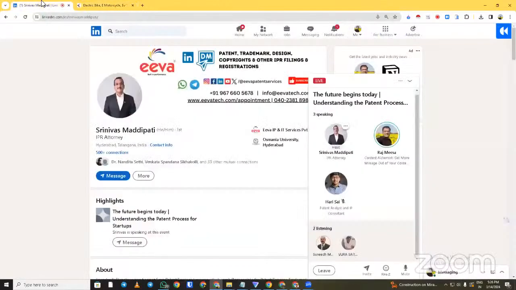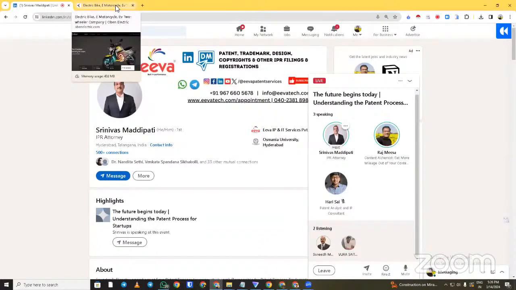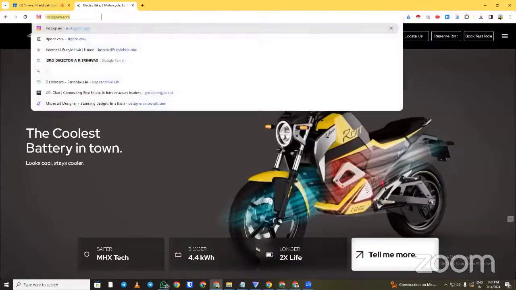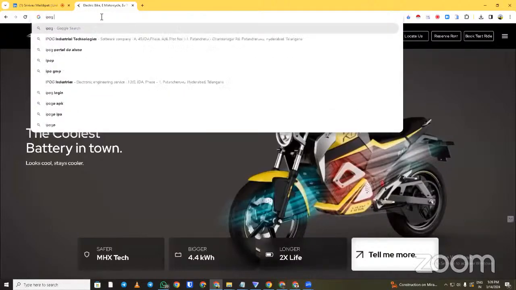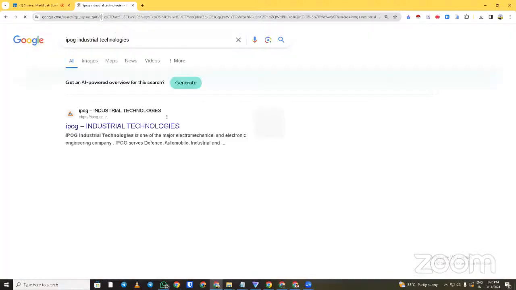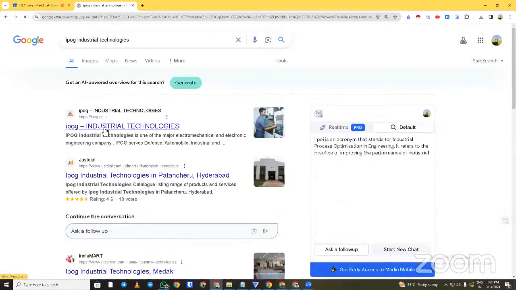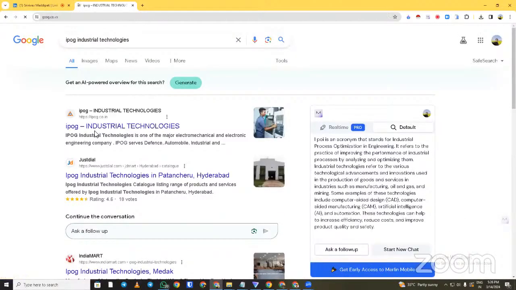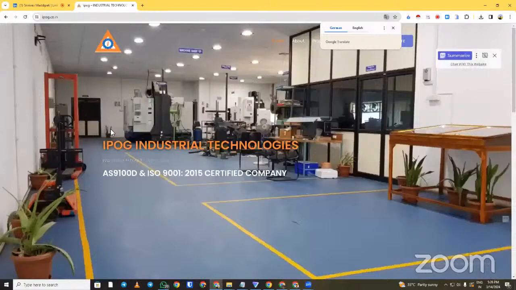So jumping into the last question for this evening. We are supporting two startups. One is IPOG. They got two grants in this segment only, on regenerative energy for EVs. Yes, IPOG, industrial potential. Okay, this is cool, sir.